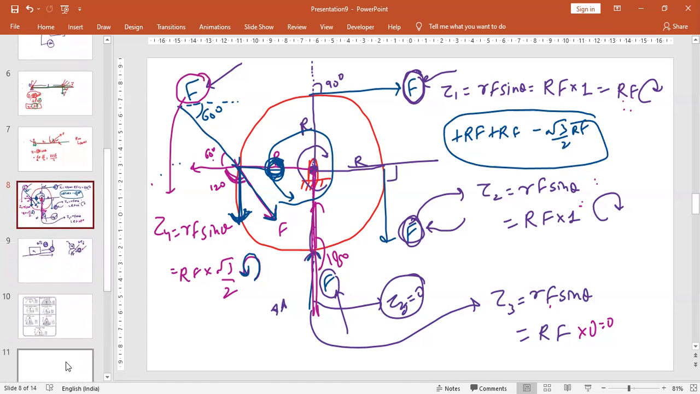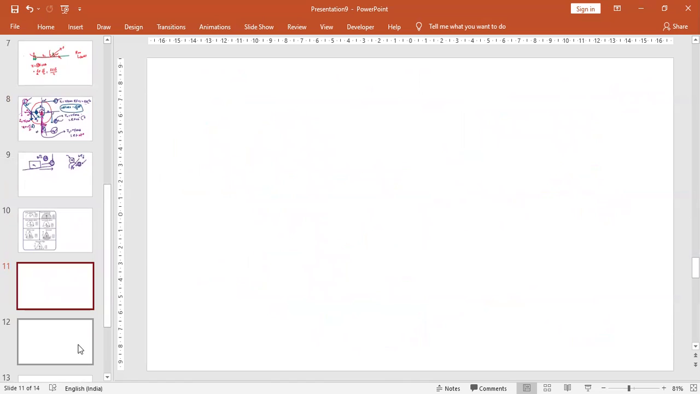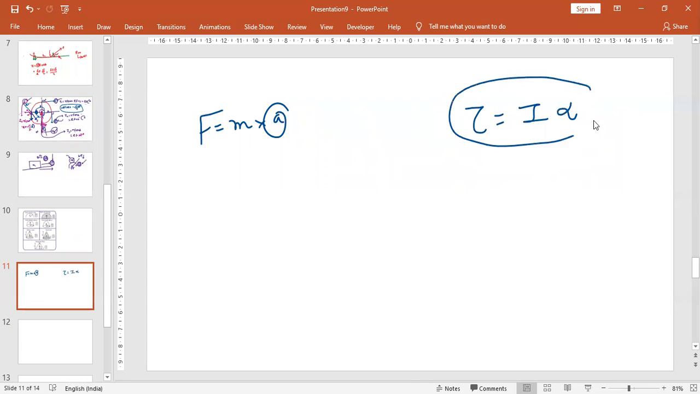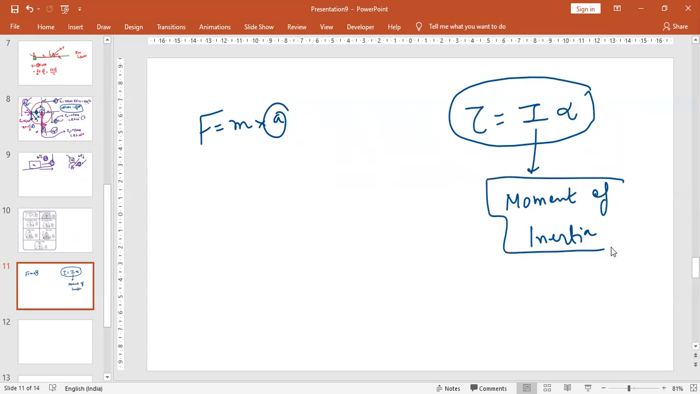So this is how you have to calculate torque. Now remember one thing. If you apply force on any mass, then the mass will accelerate. Similarly, if you apply torque on any mass, then it will have angular acceleration. And the formula for torque is also equal to I alpha, where I is your moment of inertia, alpha is your angular acceleration, and tau is basically your torque.